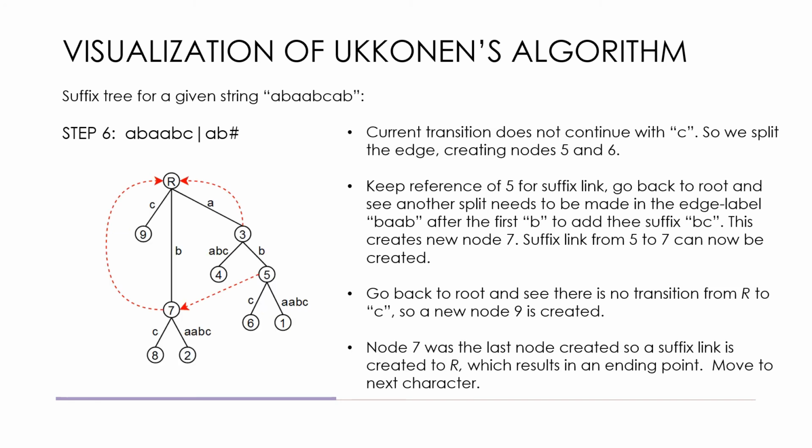Now we can move on to step number 6, which is to take a look at the 6th character in the string, which is a c. Currently our new active point is located at 3, transition b, and we see that the transition does not continue with the current character that we're looking at, which is the character c, and therefore we need to make a split. That split ends up creating 2 more nodes, which are 5 and 6, and we're going to keep track of 5 because we're going to use it for a suffix link, and I'm going to explain how that happens in a bit. But before we do that, we see that there needs to be a split.